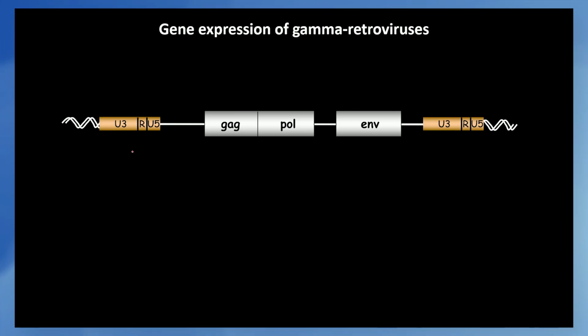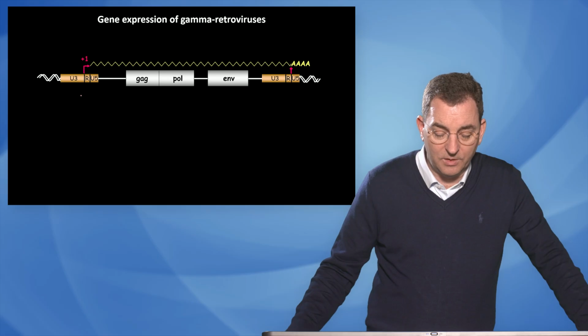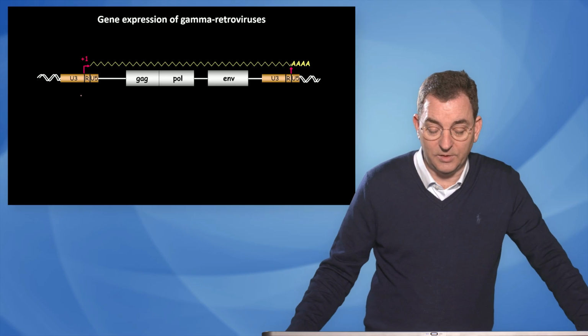So how does gene expression work now? Transcription starts with the promoter at the beginning of the R region, so the +1 site, where the methylguanosine cap is put on the RNA, and from there transcription starts and goes all the way through the end of the R region of the 3' LTR, where polyadenylation happens. So this is the genomic RNA, positive strand.